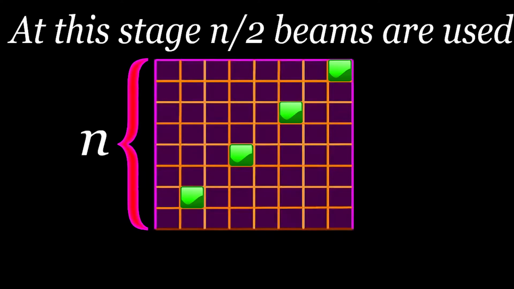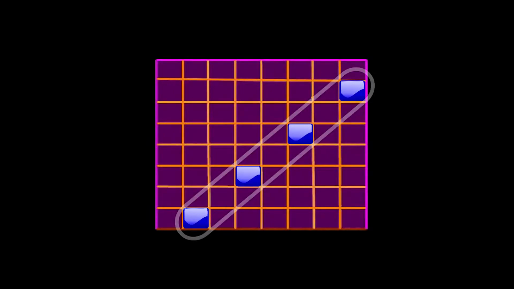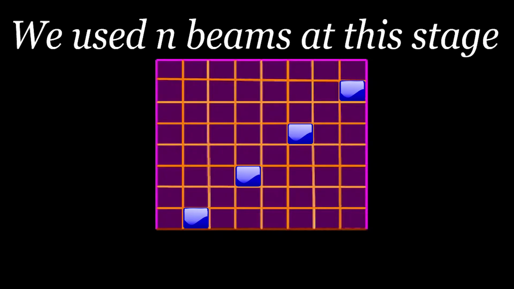Let us now rotate our cube in the right direction with respect to the current observed face. We insert blue beams alternately in the right shifted diagonal of this face, where again we choose the right upward diagonal. At this stage, we used n beams.